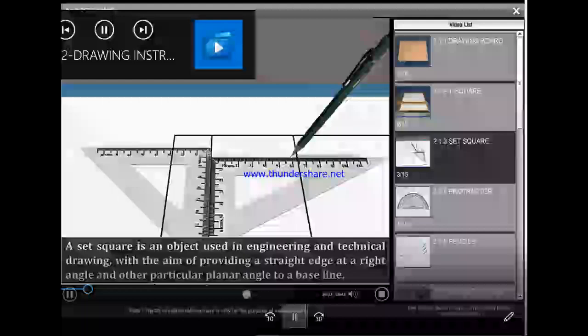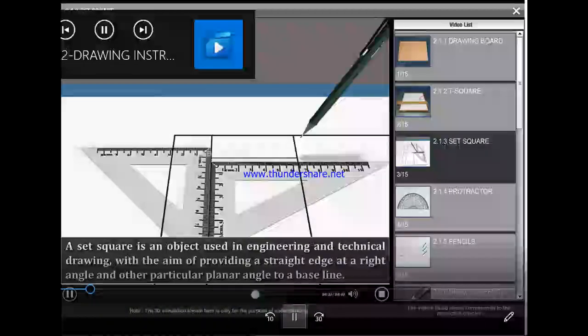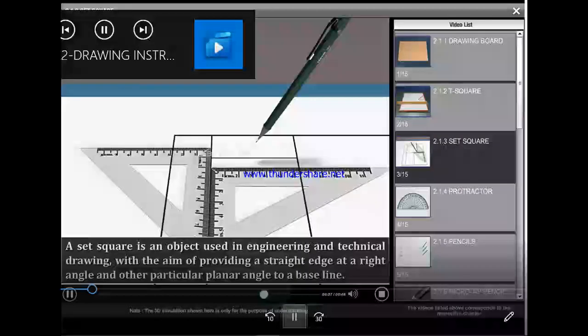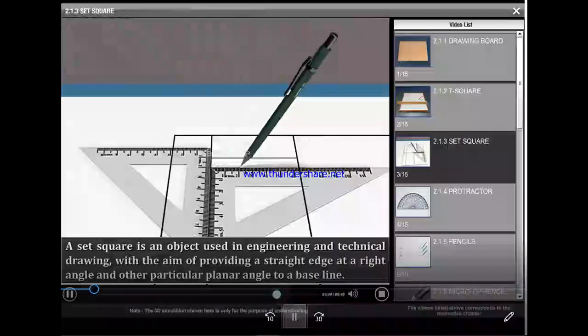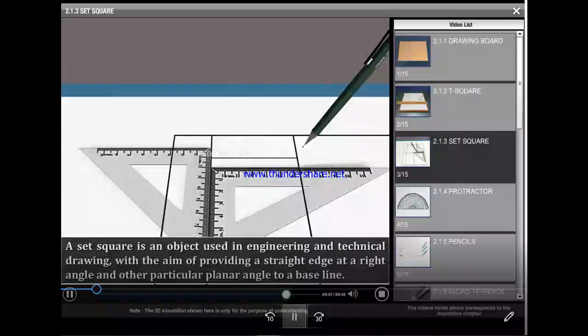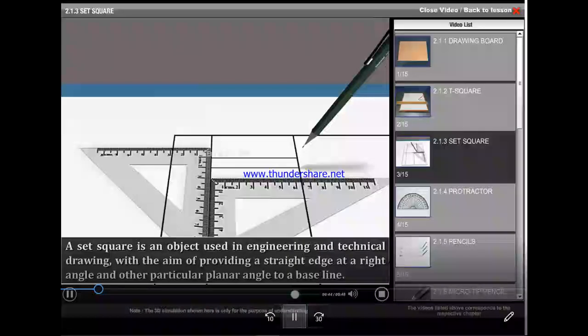A set square is an object used in engineering and technical drawing with the aim of providing a straight edge at a right angle and other particular planar angle to a baseline.